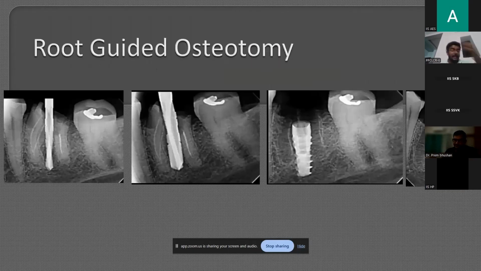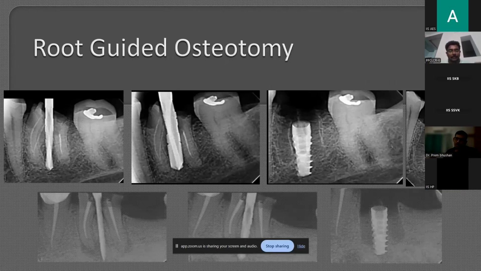So one technique that we can follow is something called the root guided osteotomy. This is one in which the implant drilling is done even before extracting the roots, so that we get the accurate position in the interdental septum. Once the implant osteotomy is done, we can remove the roots and then place the implant. So this gives us an accurate position of the implant in a three-dimensional manner.